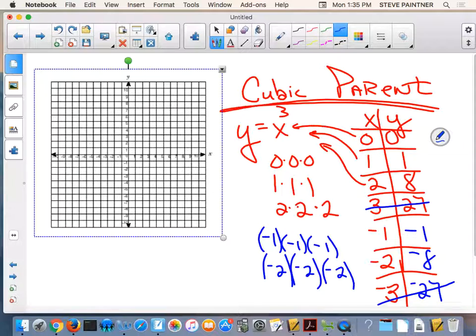Do you get this little S? 0, 0, right here. 1, 1. 2, 8. Negative 1, negative 1, and negative 2, negative 8. How's that look? Something like that? Did you get the S? Yeah. All right. Couple things I want to tell you about all 3 functions.